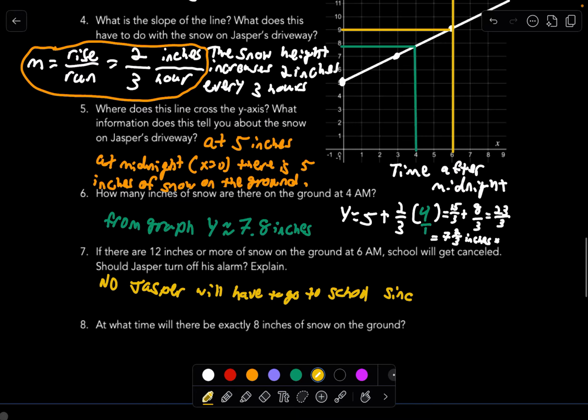Since y equals 9 inches at 6 a.m., which is less than the 12 inches they need to have school canceled.